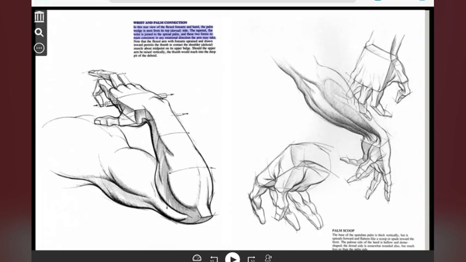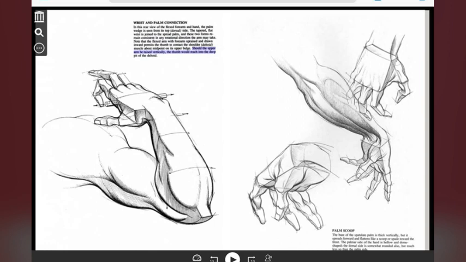Wrist and palm connection. In this rear view of the flexed forearm and hand, the palm wedge is seen from its top, dorsal, side. The tapered, flat wrist is joined to the spread palm, and these two forms remain consistent in any rotational direction the arm may take. Note that the flexed arm with forearm upraised and drawn inward permits the thumb to contact the shoulder deltoid muscle about midpoint on its upper bulge.